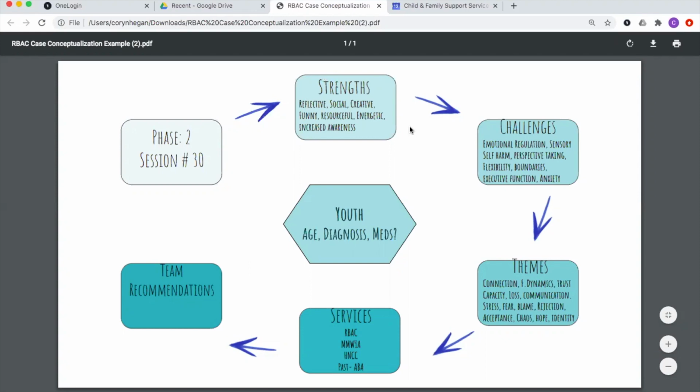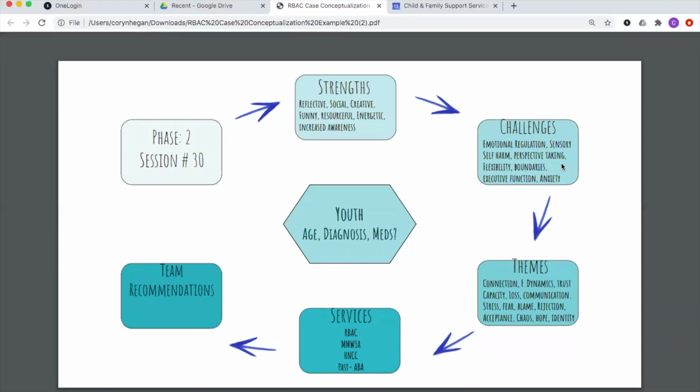Our next is challenges. When we've had a case for a long time, you're usually going to see more here. In the beginning, maybe there won't be as much. A lot of times we're going to highlight something that is a barrier to treatment at this time. Below that, we have themes, which to me is one of the most important pieces. This is where we can get perspective and help reframe things so that the family has perspective. It also helps in terms of treatment and intervention. Without those themes, it's really hard to get on the right path.